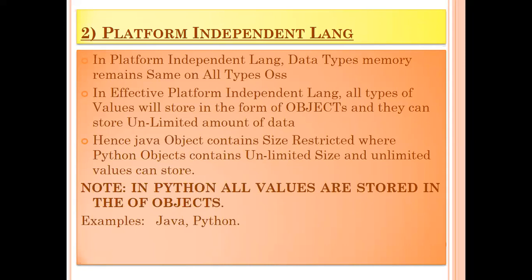If we talk about Java, objects are size restricted. But if we talk about Python, it has unlimited size and unlimited values can be stored. They are stored in the form of objects. See, it's mentioned here that in Python, all the values are stored in the form of objects. Let's go ahead.